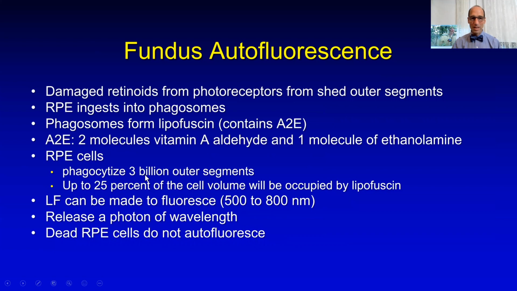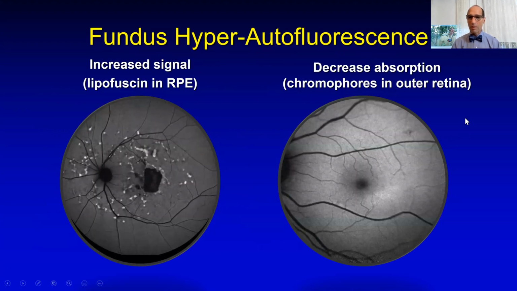Since your RPE cells phagocytose billions of outer segments, by the time you get older, up to 25% of their volume can be just lipofuscin. So they end up having a lot of lipofuscin and a little bit less melanin. The lipofuscin is what autofluoresces, and when you hit it with a low wavelength, it re-emits. Dead RPE cells don't autofluoresce.